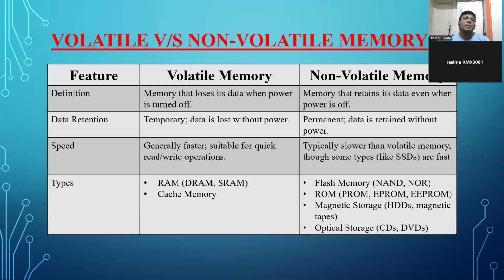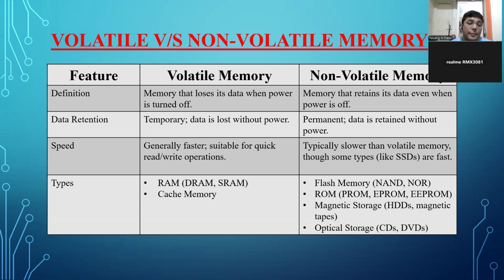Differences of volatile versus non-volatile memory. Definition: volatile memory loses its data when the power is off, while non-volatile memory retains its data even after the power loss. Data retention is temporary in volatile memory and permanent in non-volatile memory. Volatile memory is generally faster, suitable for quick read-write operations. Non-volatile memory is typically slower than volatile memory, though some types like SSDs are faster.